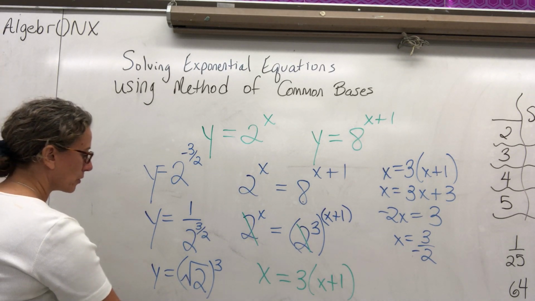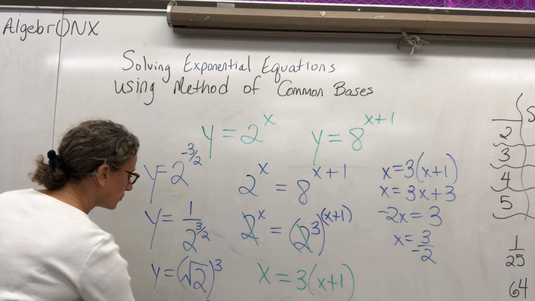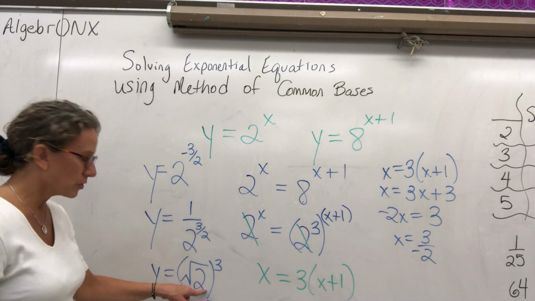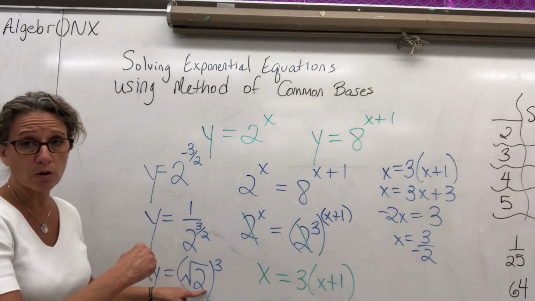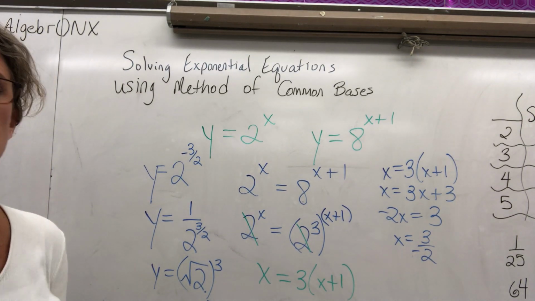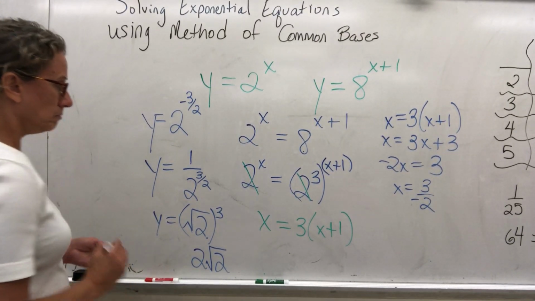Square root of 2 times square root of 2 is 2. This comes out to be 2 square roots of 2. Since square root of 2 times square root of 2 is the square root of 4, which is 2, and then the 1 square root of 2 is just left over. So we ended up with an answer of 2 square roots of 2.